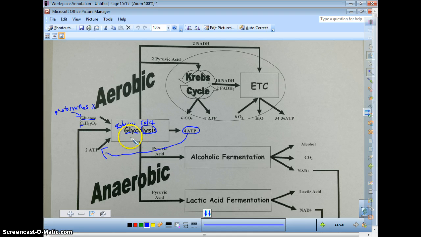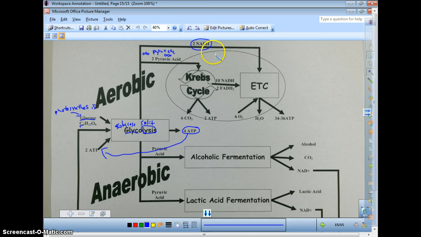So, what do you get after you split glucose? Glucose has 6 carbons. You get 2 3-carbon molecules. What are these molecules called? Pyruvate. So here you have pyruvate. So glycolysis produces 4 ATPs, pyruvate, or pyruvic acid, and 2 NADHs.